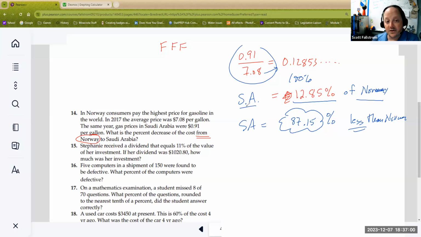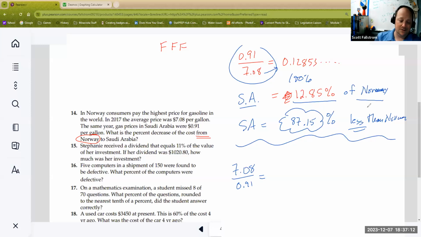If you go the other direction, you could say, what kind of an increase would it be? Well, I could go and do a whole lot of work, or I just divide 7.08 divided by 0.91. This is not the question that's being asked, but it's a good one because my tests are never the exact question that was being asked. Let's see what I end up with. Ooh, I end up with the number 7.78, and then a bunch of decimals.